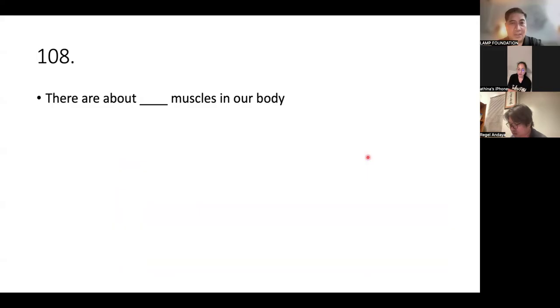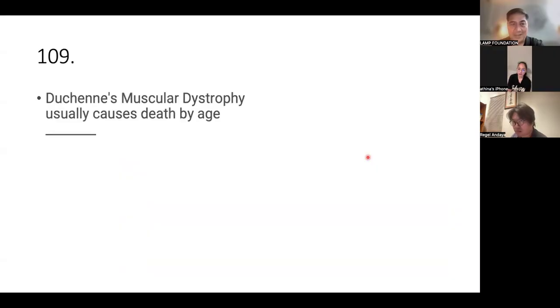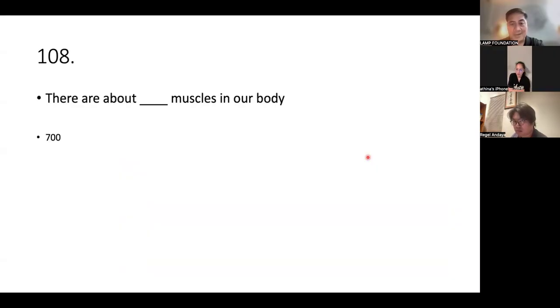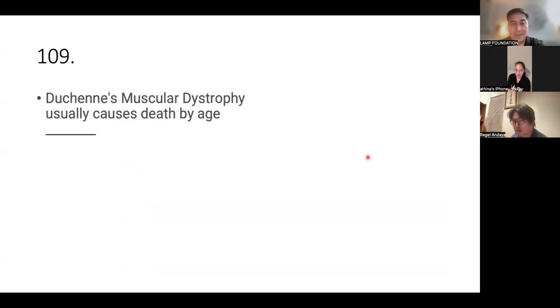There are about how many muscles in our body? Around 700. My source says about 650, but I think that's an old book. It keeps increasing. So some say 640. Around 700 is fine.